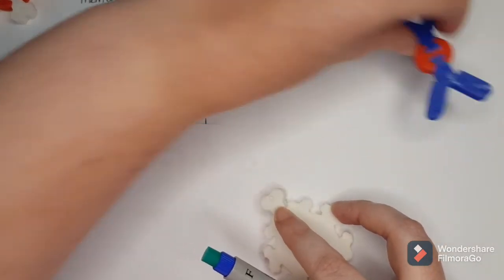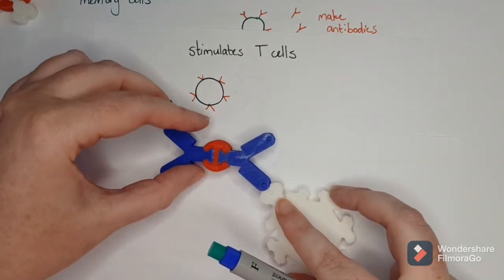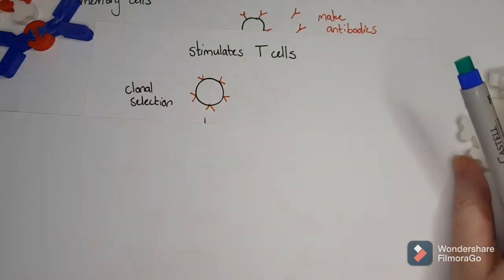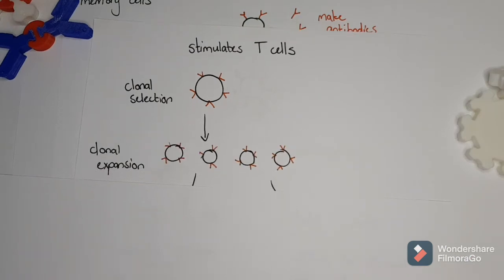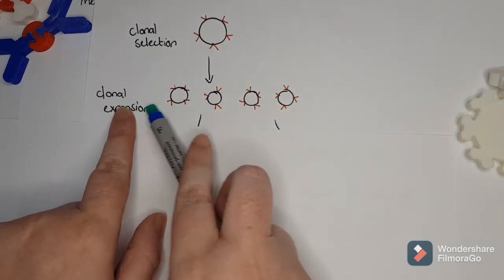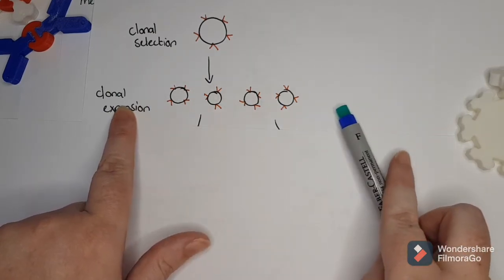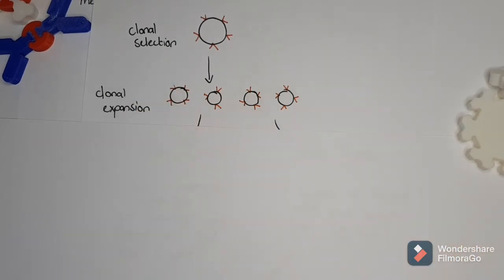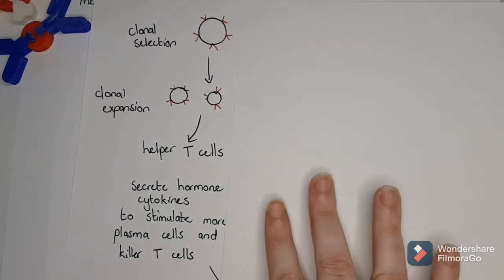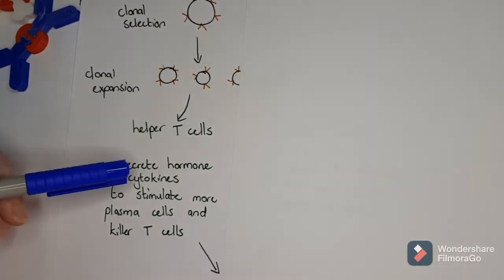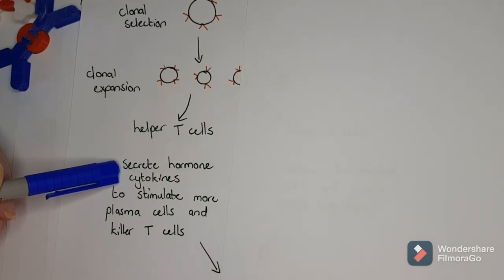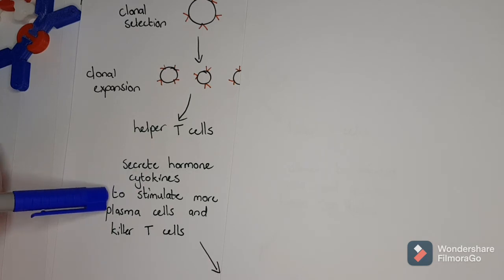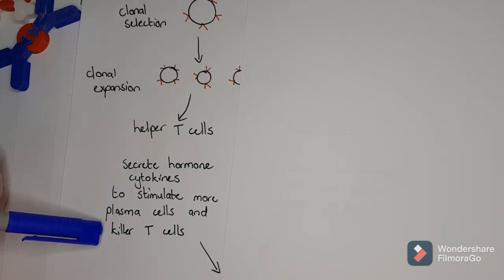So if that white blood cell has that antigen on the outside, it's going to match perfectly with that T cell, and we're going to have clonal expansion, meaning we're going to divide by mitosis and make lots and lots and lots of them. Now, once we've made a whole lot of the T cells, they're going to start to differentiate, and you're going to get helper T cells, which will secrete something called cytokines. So cytokines is a hormone, and that stimulates more plasma cells and more what we call killer T cells.